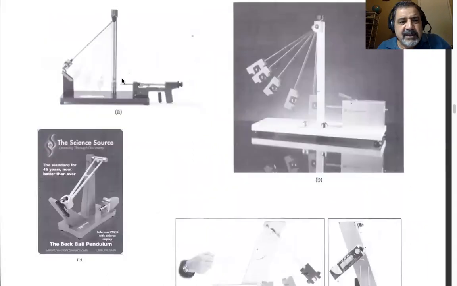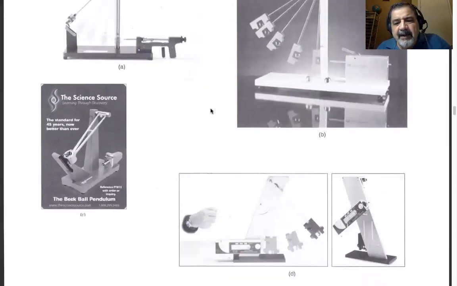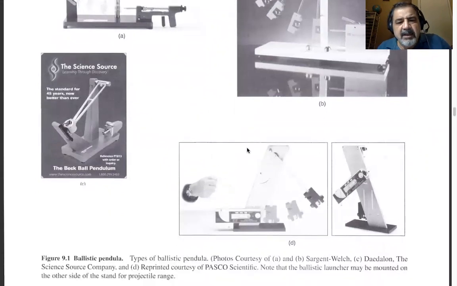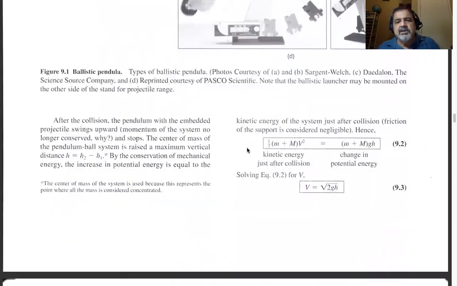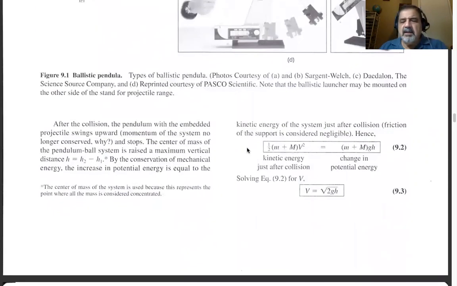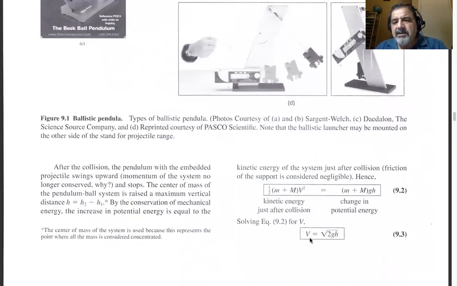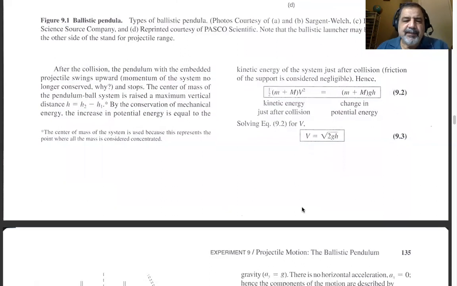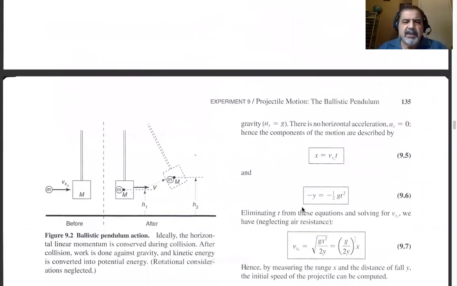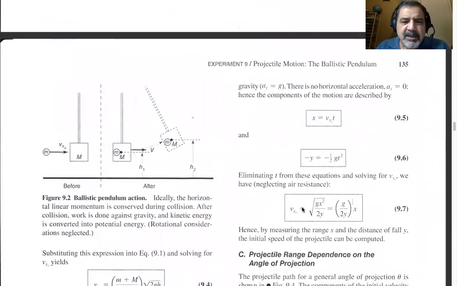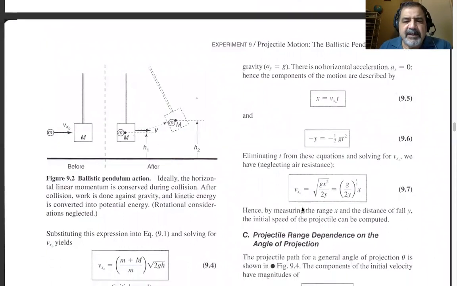These are the actual devices that we use. There's a bunch of different ones that we use, but we'll just be using a virtual simulation. This is how we get the velocity of the combined masses here, the square root of 2gh. I'm gonna give you a supplementary file that summarizes this, but I want you to read this experiment.